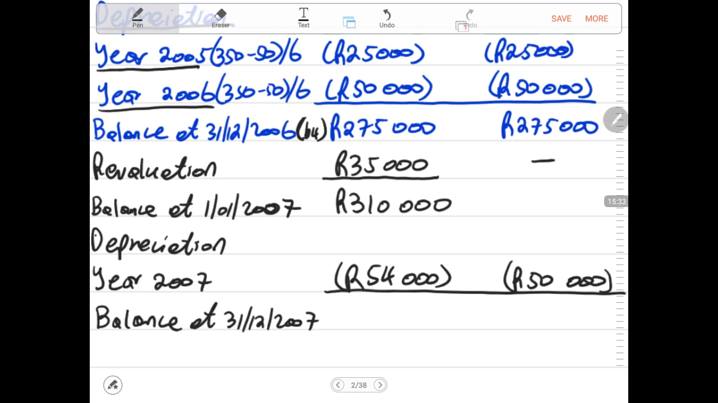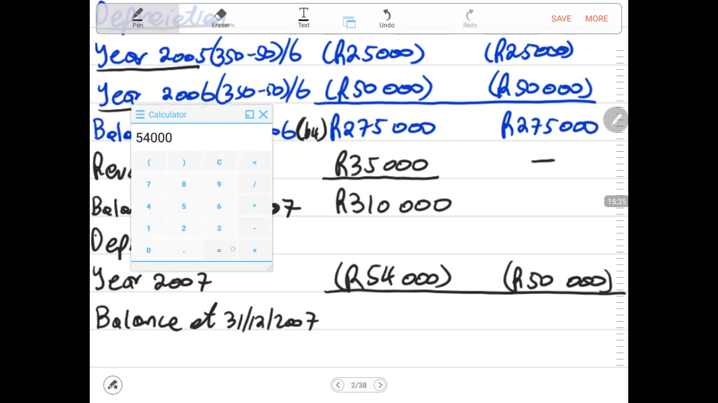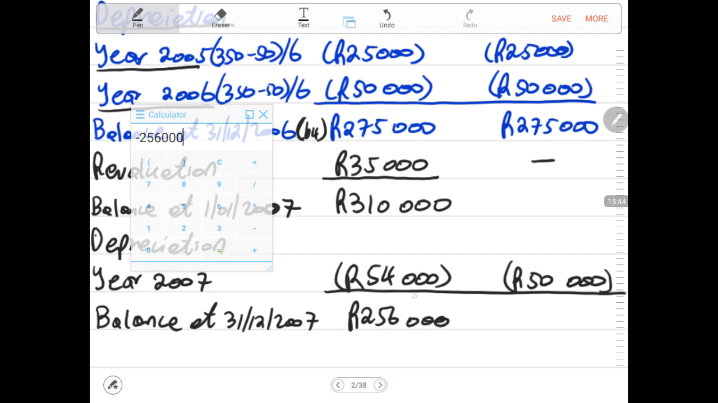Our carrying amount is how much? It will have to be 310,000 minus 54,000. How much do we get? It gives us 256,000 rands. Then, not forgetting the column for the historic, 275,000 minus 50,000. How much do we get? We get 225,000. So now this is 225,000.